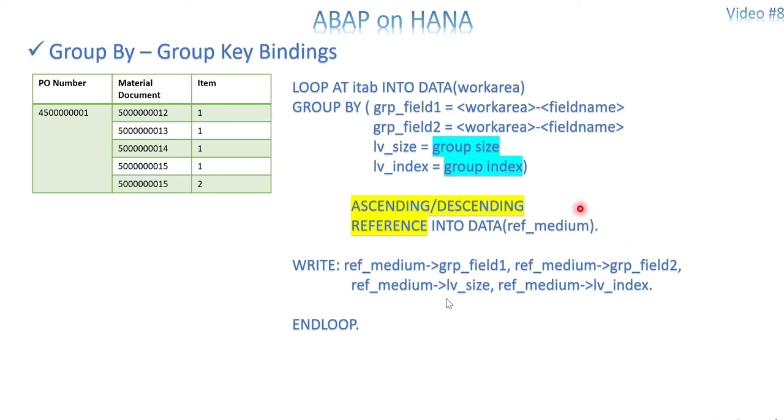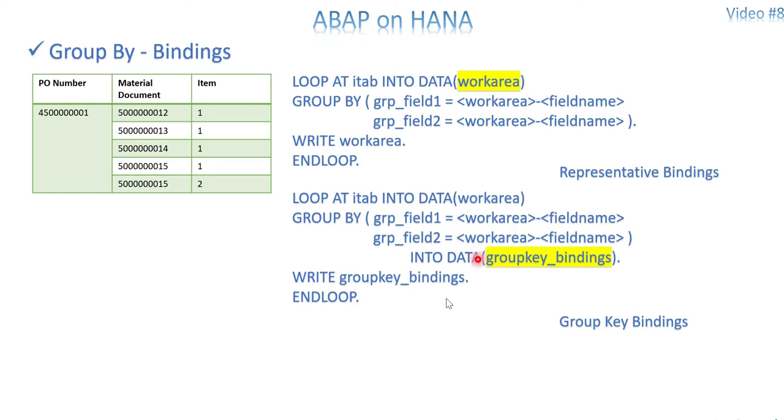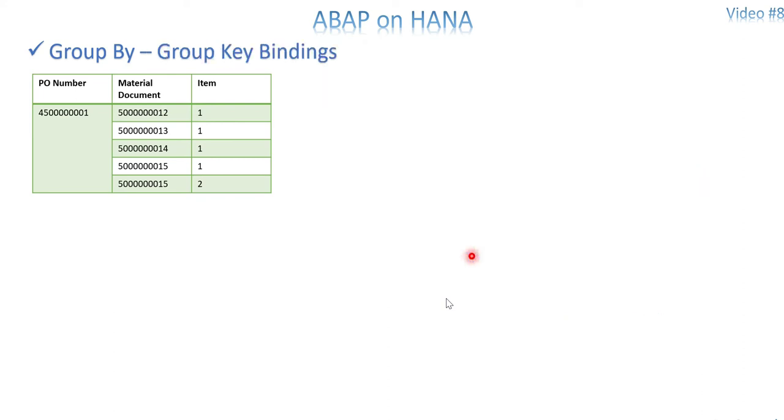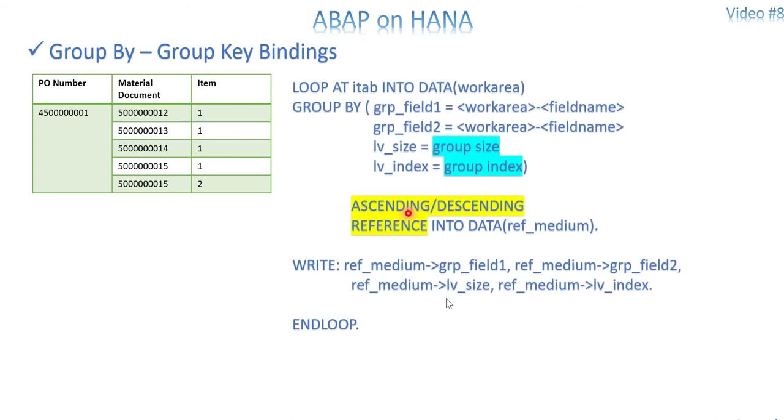In the previous slide, you can see this is a way of group key binding. It will give whatever information you want from these groups, and if you want a size and index, you need to go with the reference variable. So reference into data ref medium, these are ABAP keywords.